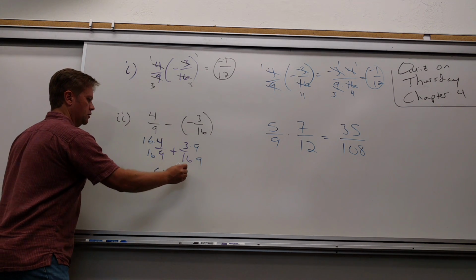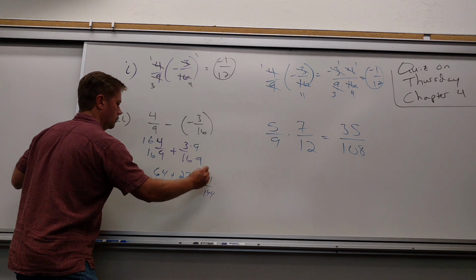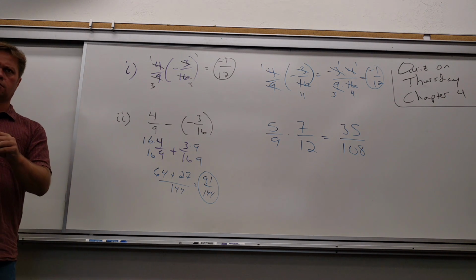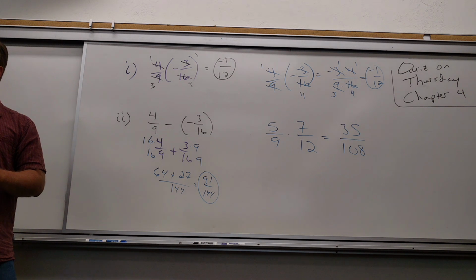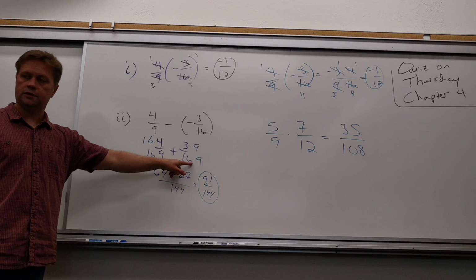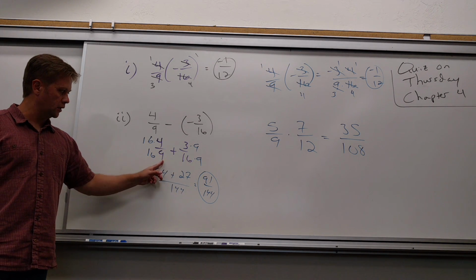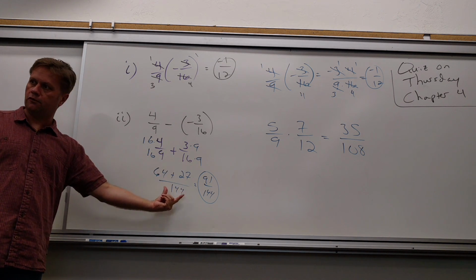Yeah, 64 plus 27 over 144. Exactly. Before you can add them, you got to make the bottoms the same. So I give this guy him, and I give this guy him. So they both become 16 times 9, 144.